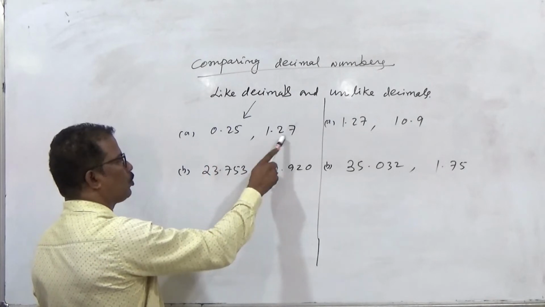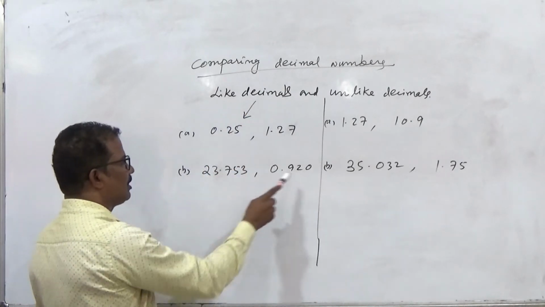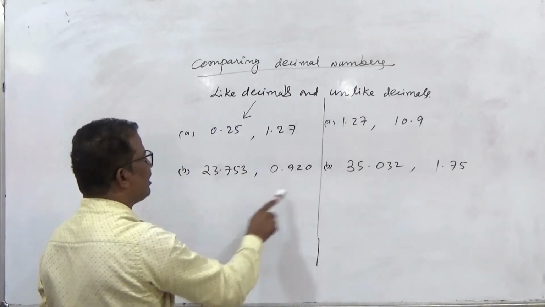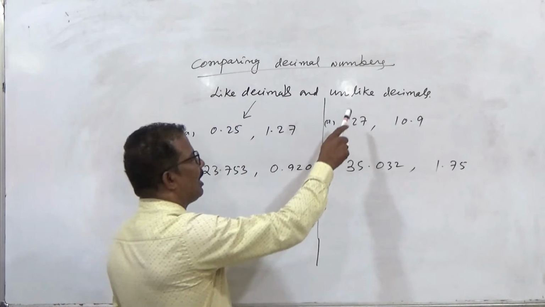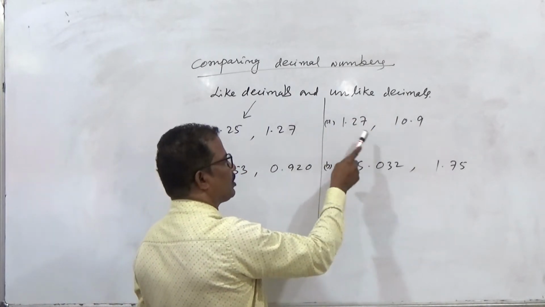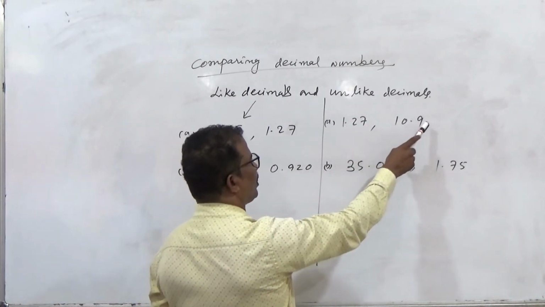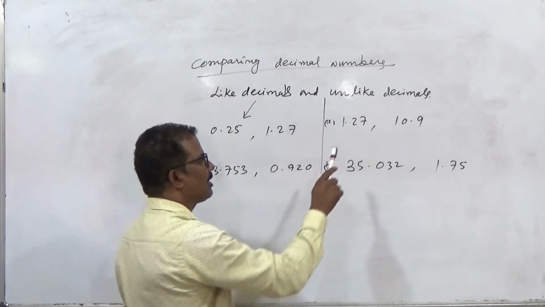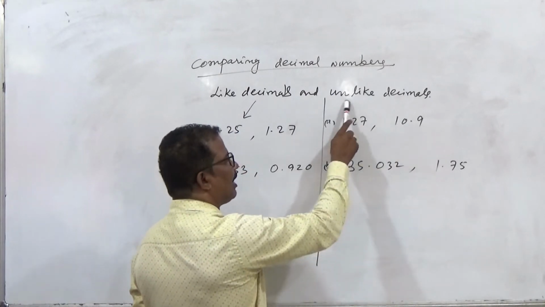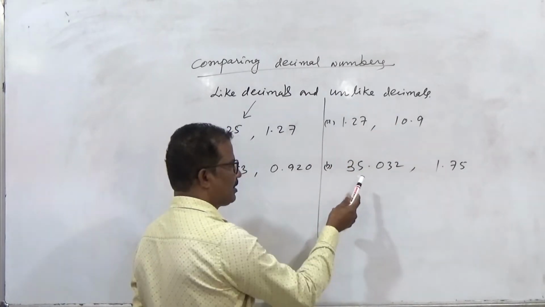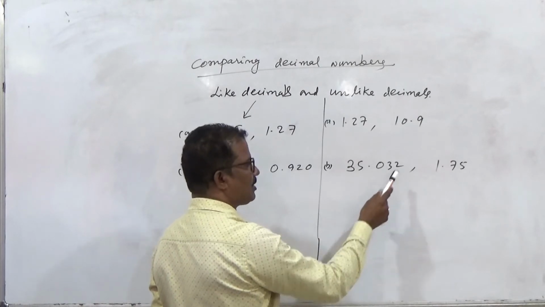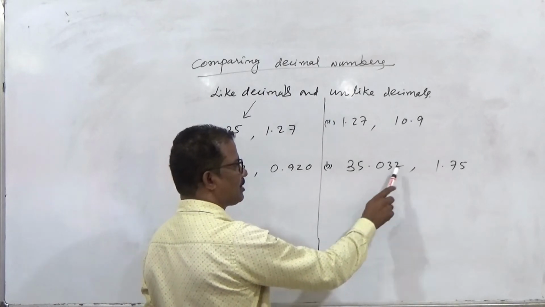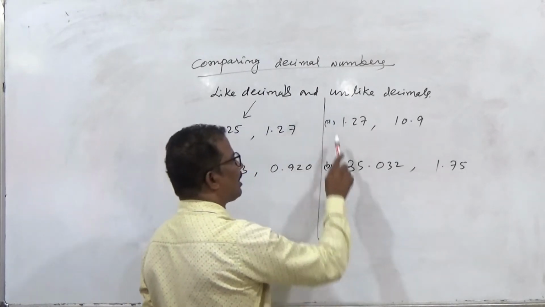See here 2 places, 2 places, that means they are like decimals. In this case also, after the decimal 3 places, after the decimal 3 places, they are like decimals. Now see the unlike decimals. After the decimal there are 2 places, and after the decimal only 1 place is there. If the number of places are unequal in the decimal places, then the decimal numbers are called unlike decimals. Similarly in this, after the decimal there are 3 places and here 2 places only.